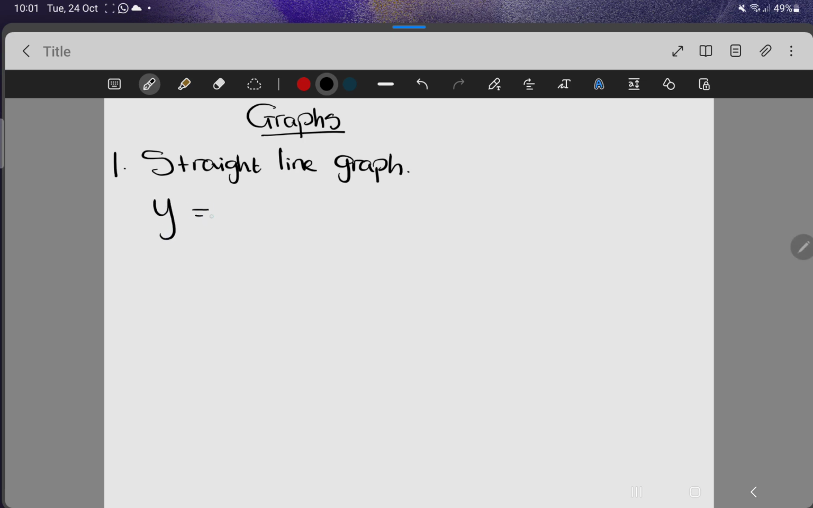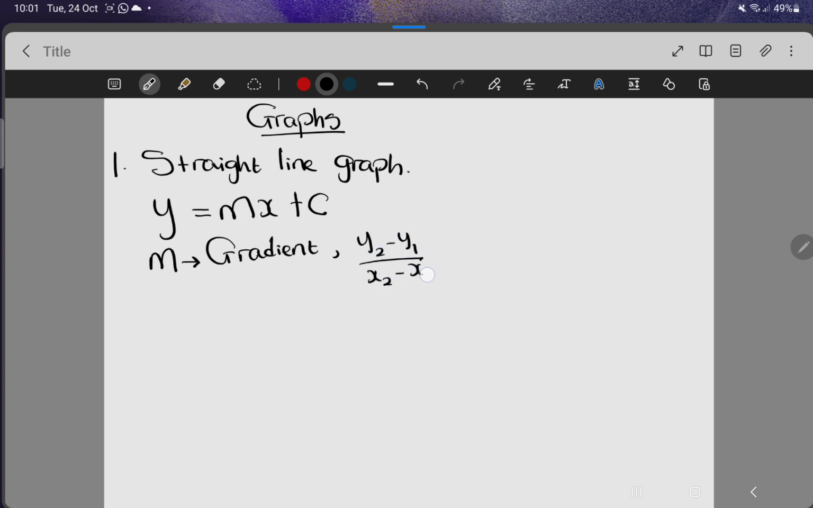Now, a straight line graph, before we talk about anything, is always y equal to mx plus c. That is the formula for the straight line graph. Somebody can be asking themselves, what is m? M is the gradient or the slope. The gradient is the same as y2 minus y1 divided by x2 minus x1. So to calculate the gradient, you need to be given 2 points. But when you go to N3, that is where they're going to look at that in detail.